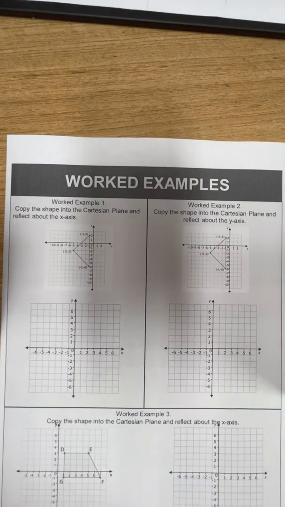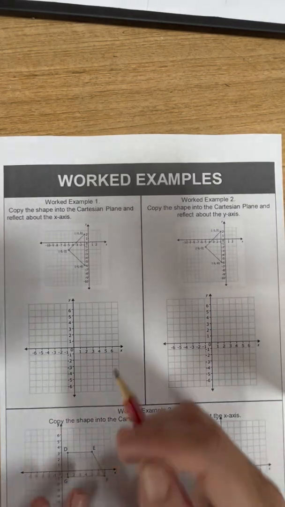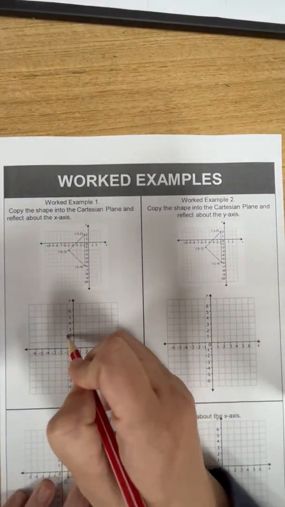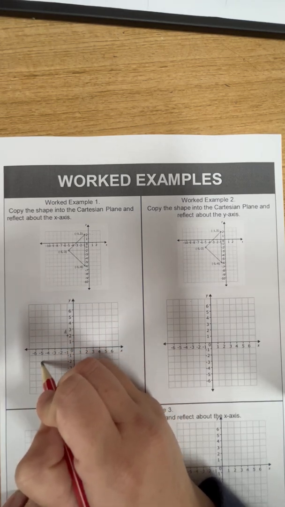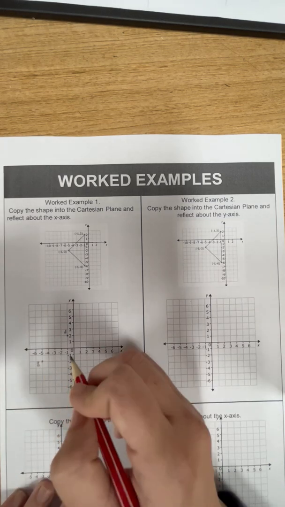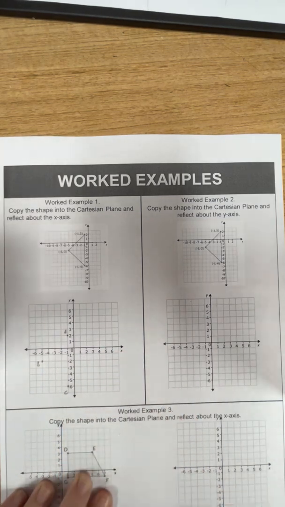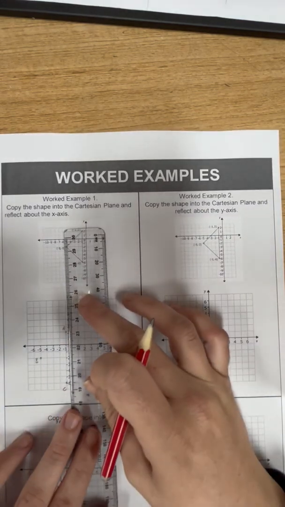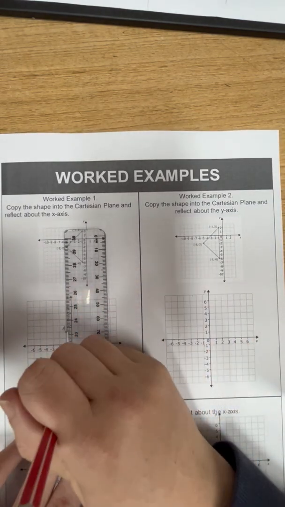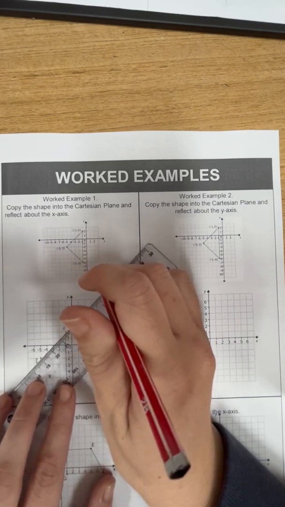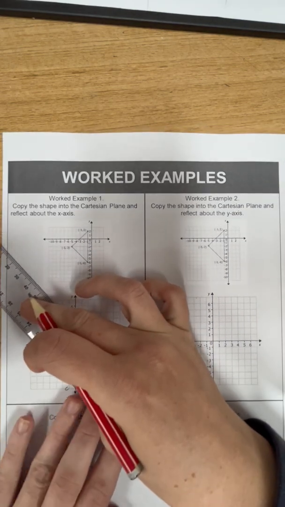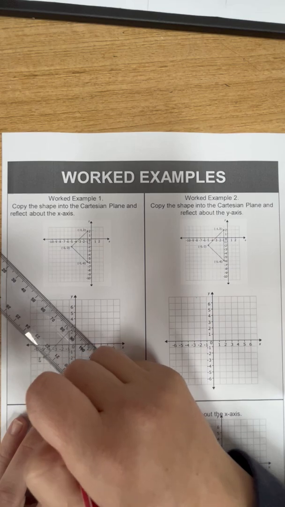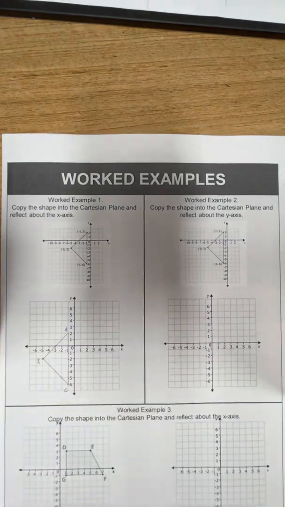Our first one here, we want to copy the shape into the Cartesian plane and then reflect it about the x-axis. So my first corner here is at -1, 2. My second one is at -5, -2. And my third is at -1, -6. And then join those to create the original shape. Okay, and then I'm going to reflect about the x-axis.